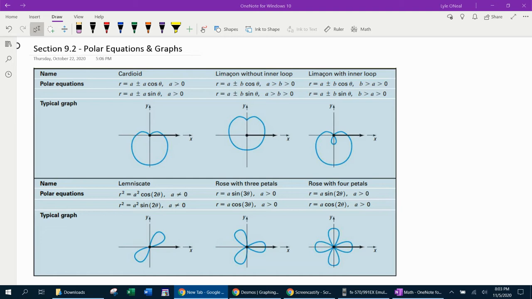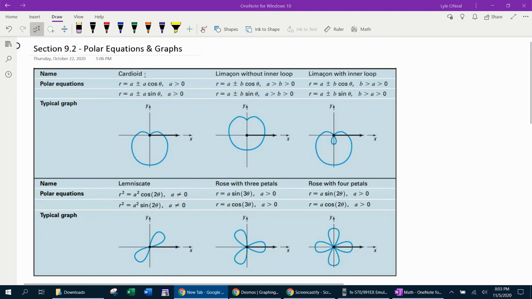So what I have in front of you here is the chart showing all four types of polar graphs that I'm going to need you to know. And those four types are cardioid, Limacon, Lemniscate, and rose. And so let's go through the chart and make sure that we've covered all of the cases.